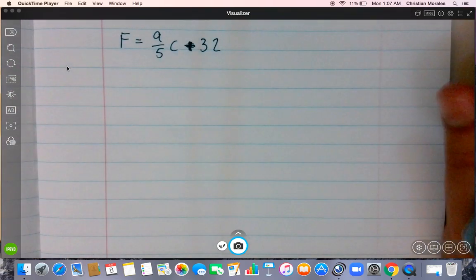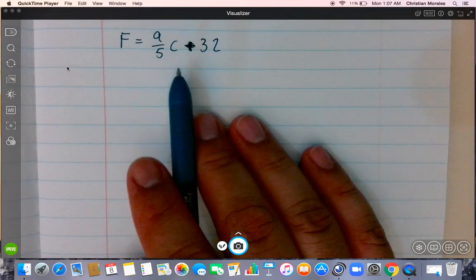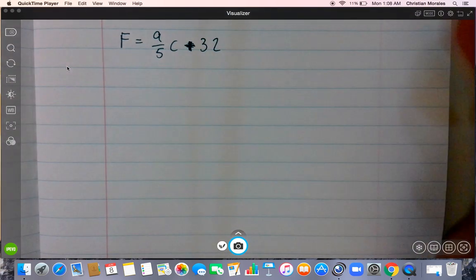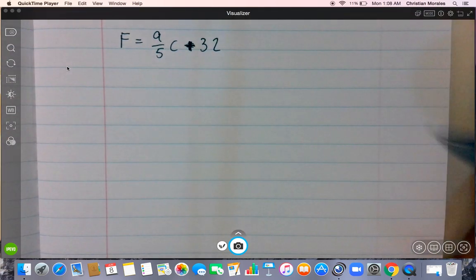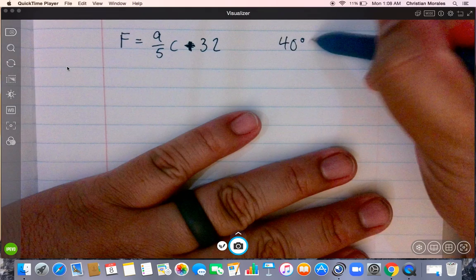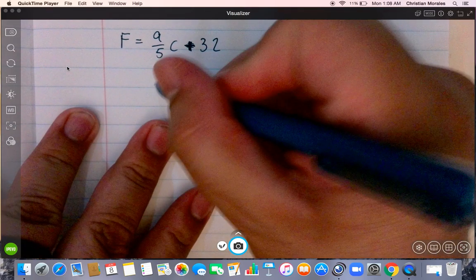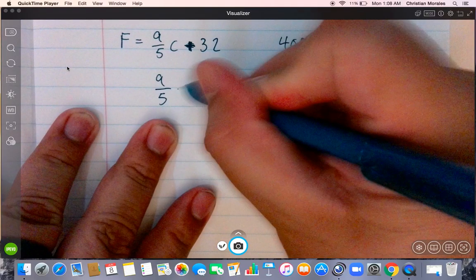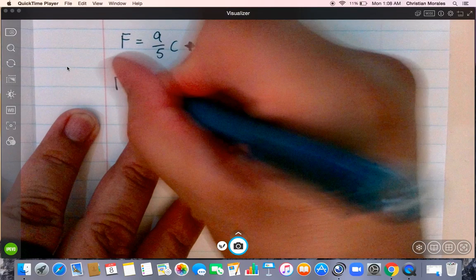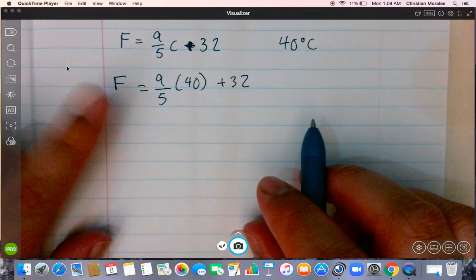Kind of the last one I want to show you here is for temperature. So this is the formula for Fahrenheit using Celsius. So let's just say, for example, let's say it's 20 degrees. No, let's go a little bit bigger. Let's say it's 40 degrees Celsius. So if it's 40 degrees Celsius, you would take the 40 and plug it in for C. And by plugging it in, you would get the answer for F, for Fahrenheit.